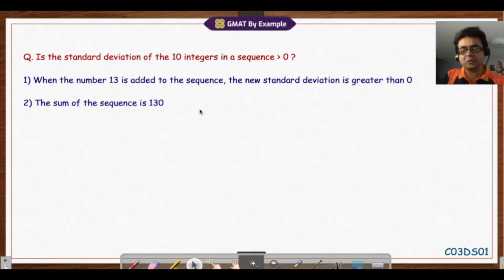Hello everybody. Today we are going to solve this statistics problem on standard deviation.